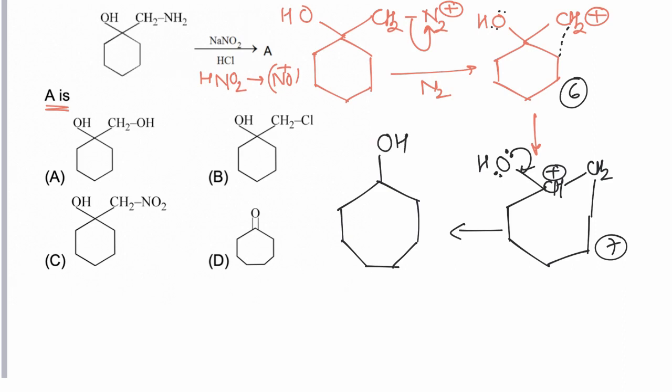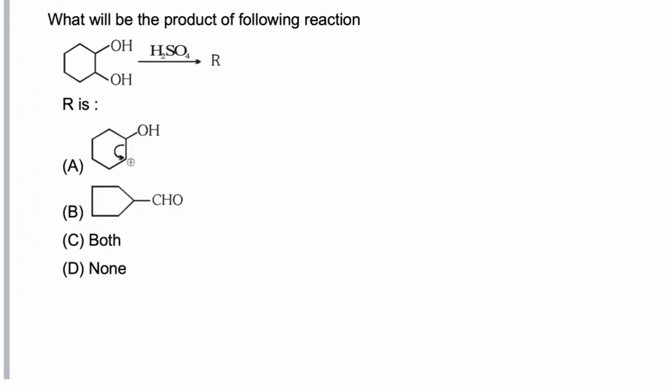Now this OH positive lone pair are shifted towards positive charge. Finally H positive ion is removed, and now this molecule will be converted to 7 membered ketone, and hence correct answer is D. What will be the product of following given reaction?